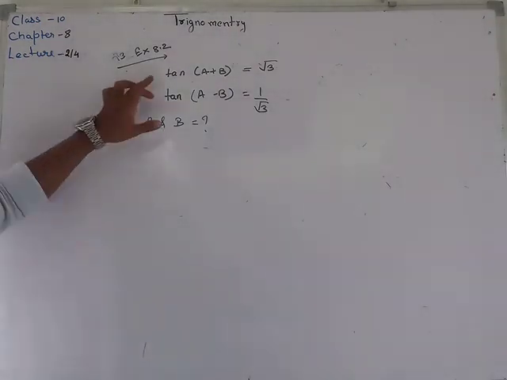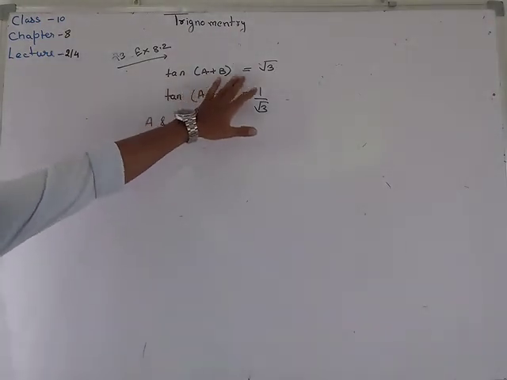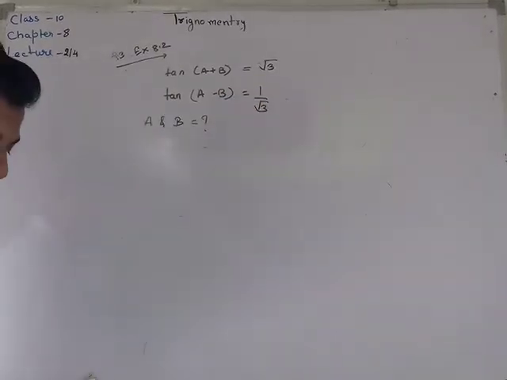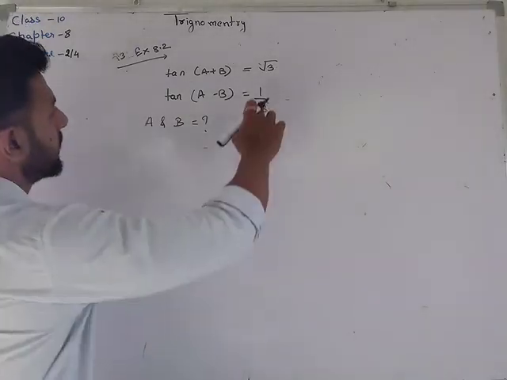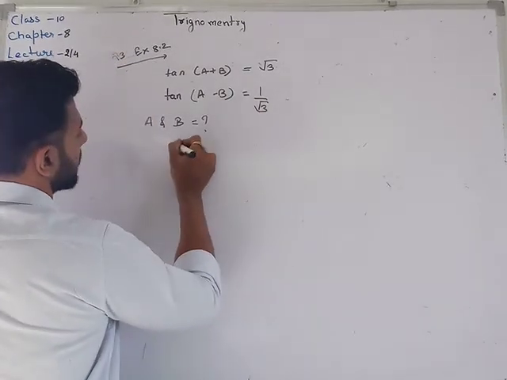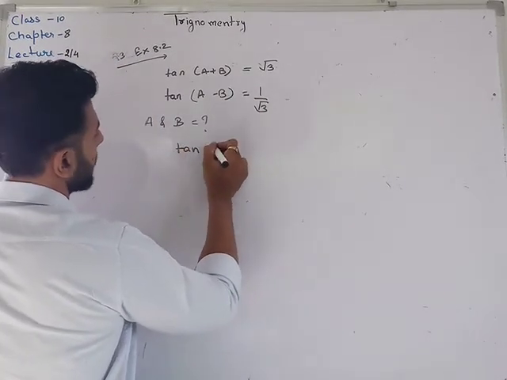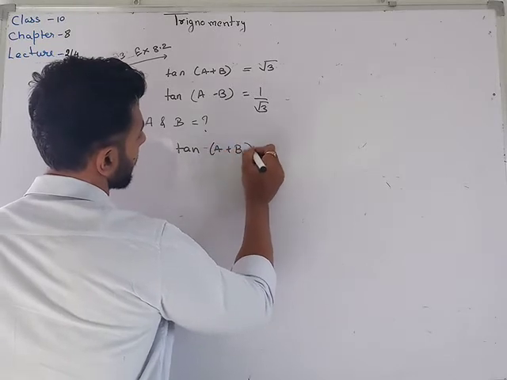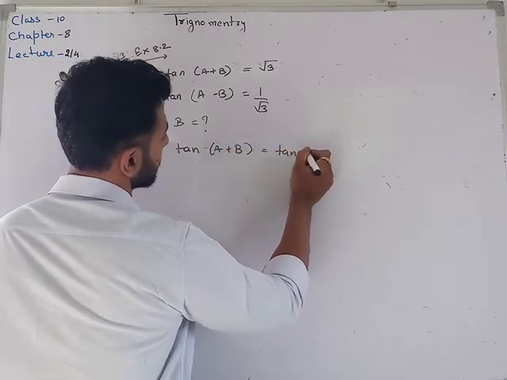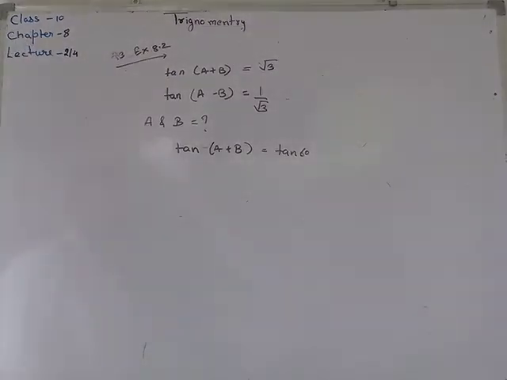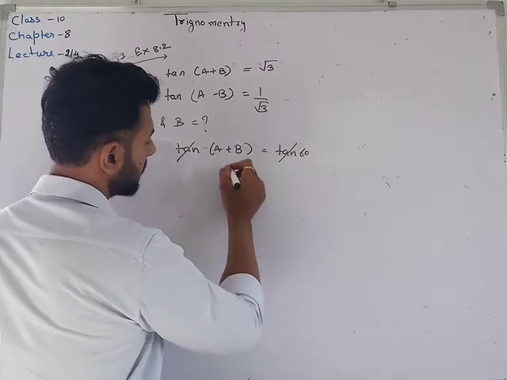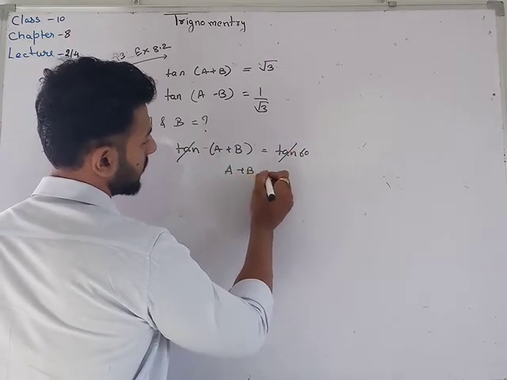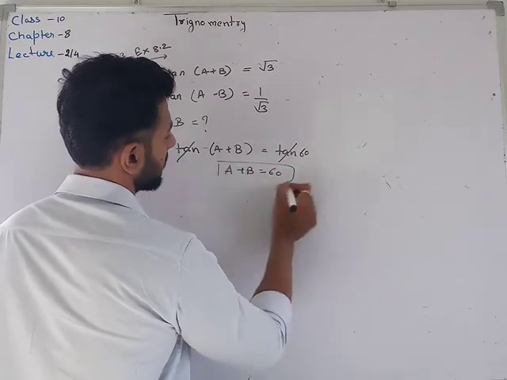Now let us see first. Tan A plus B is root 3. When tan is root 3, check in the table. Tan is root 3 at 60 degree. So this root 3 can be written as tan 60 degree. Tan A plus B is equal to tan 60 degree. This tan will get cancelled out with this tan. A plus B is equal to 60 degree. This is first.